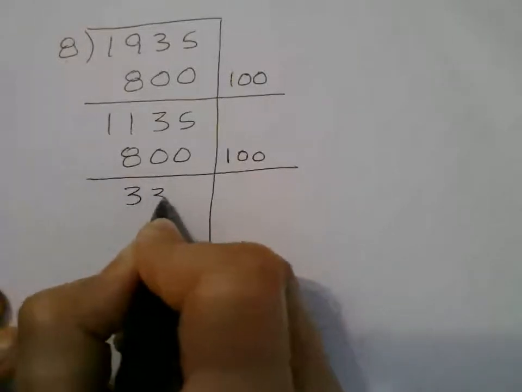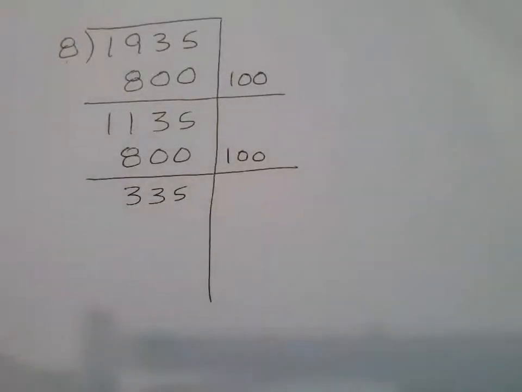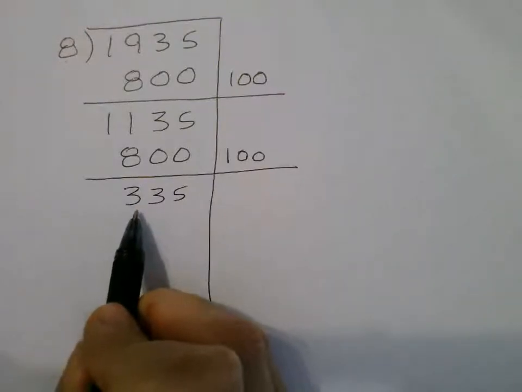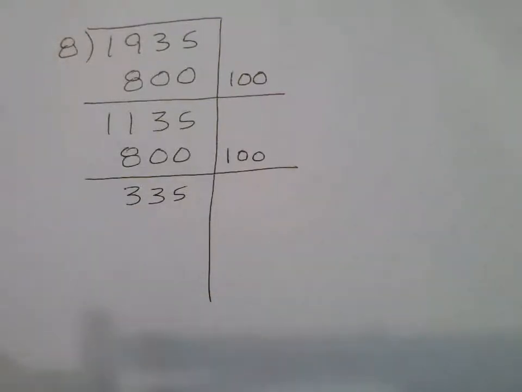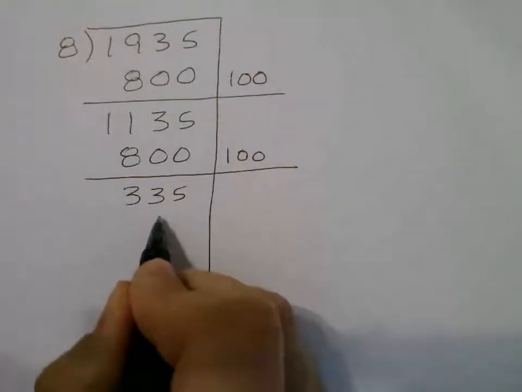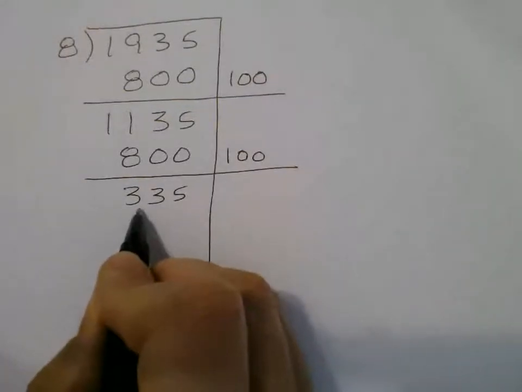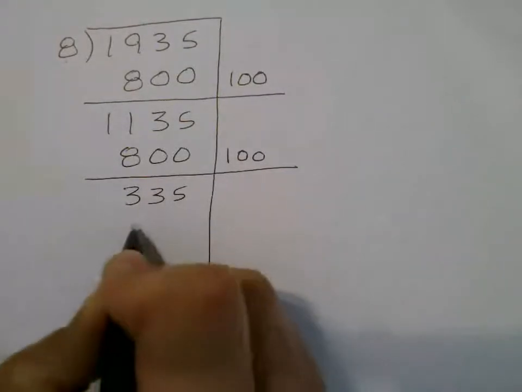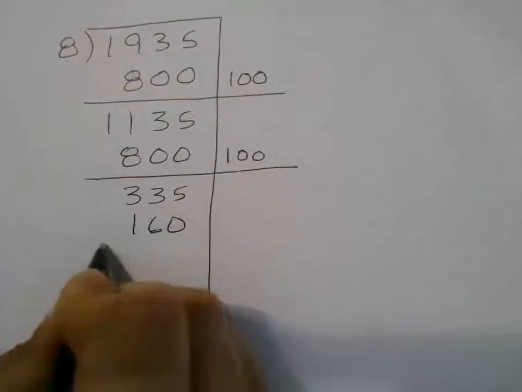This is 335. Well, I can't subtract 800 again because 335 isn't big enough. So now I'm down to tens. Well, let's see. 8 times 10 is 80. 300 is a lot more than 80. So maybe I'm going to try 8 times 20 is 160.